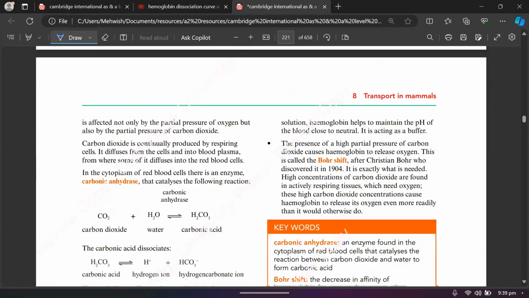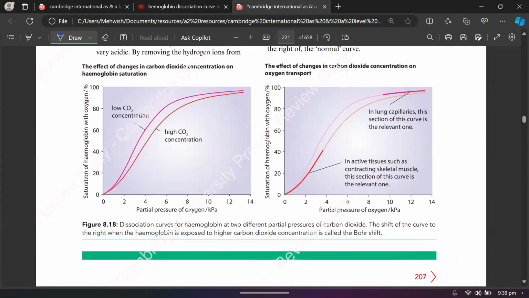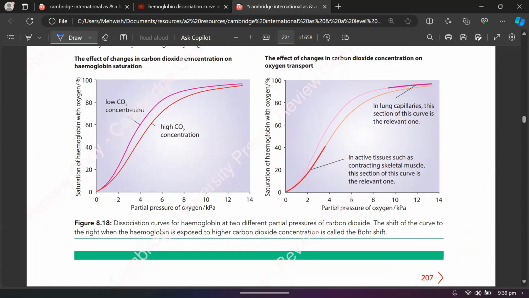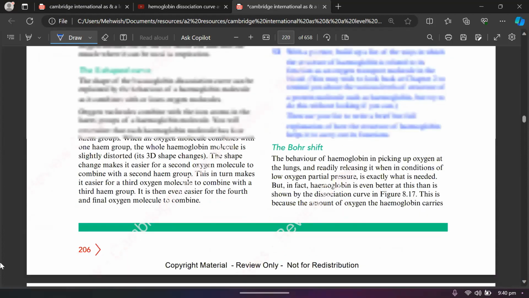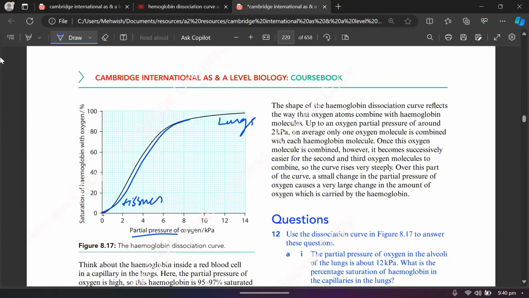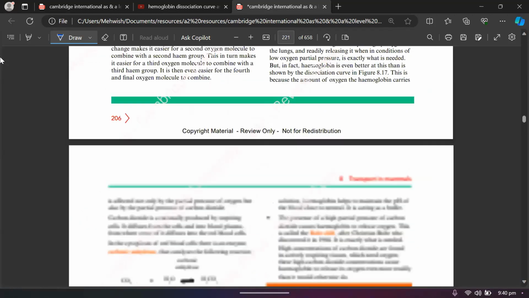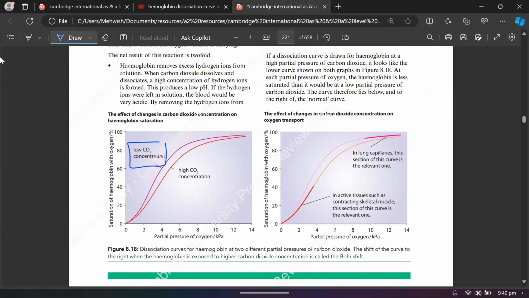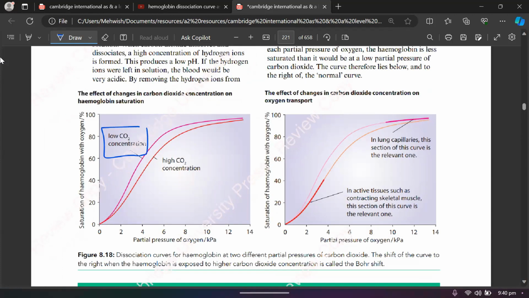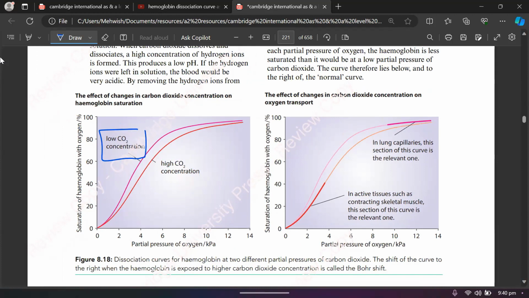And this curve is showing the same thing, but under two more effects that we have seen here: the effect of changes in the carbon dioxide concentration on the hemoglobin saturation with oxygen. What does it mean? In the earlier curve we just talked about the oxygen's partial pressure, and we have not considered whether the carbon dioxide concentration is low or high. But in the next curve we are also checking the effect of carbon dioxide concentration on the sigmoidal curve, or you can say the dissociation curve.